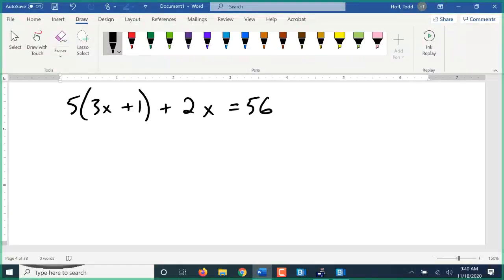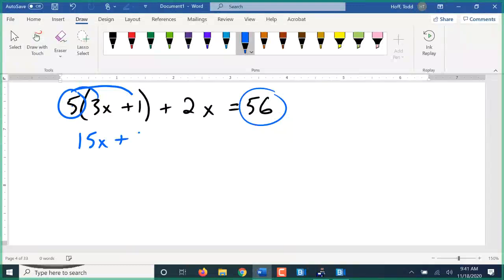But we can go through our process, combine what we can on each side. Well, the right side's just 56. Obviously, there's nothing to combine there. But the left side has some things we can work with. First, we see the parentheses. Do something here first. Nothing we can do inside the parentheses, so we'll distribute the 5. We'll multiply by the 5. 5 times 3x is 15x. 5 times 1 is a positive 5.